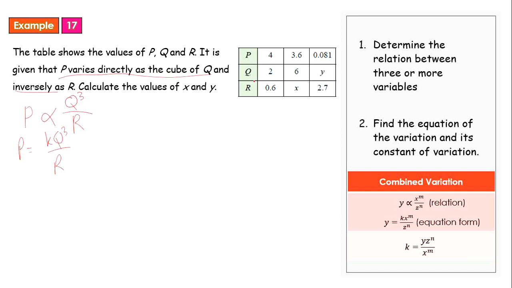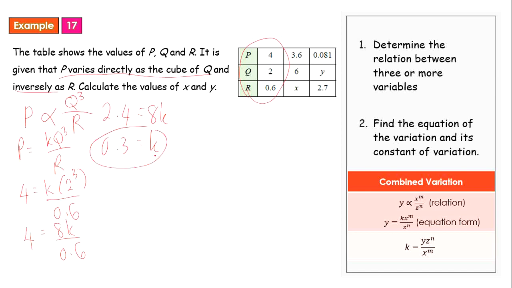As usual, to find the values it asks for, we need to get the value of k first using the values given. So here P is 4, k we don't know, Q is 2, R is 0.6. So 4 equals 8k over 0.6. So 2.4 equals 8k. So k, we will get 0.3.